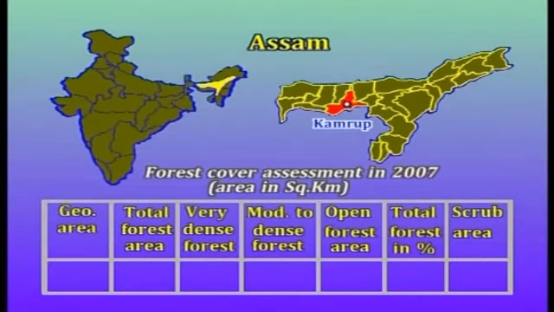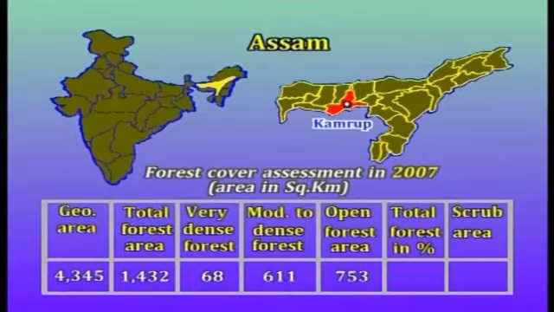District Kamrup. The geographical area of Kamrup district of Assam is 4,345 square kilometers in 2007. The total forest cover is 1,432 square kilometers, out of which the very dense forest cover is 68 square kilometers. The moderate to dense forest cover is 611 square kilometers. The open forest cover is found to be 753 square kilometers. Altogether, these forests cover about 32.96% of the geographical area of the state. The scrub cover is also found to be 26 square kilometers.